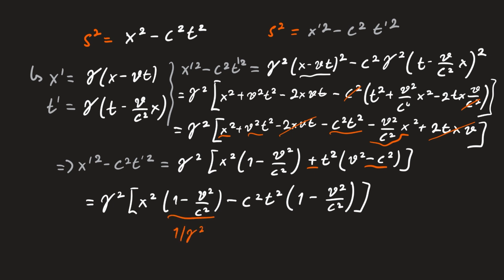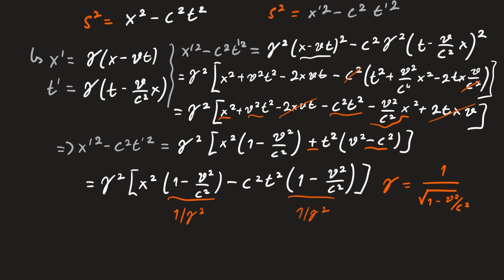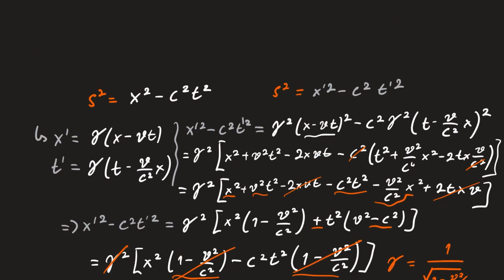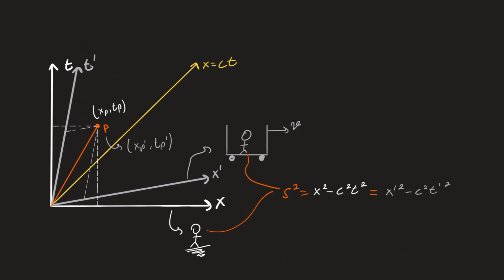Now by writing gamma for what it is, which is 1 over the square root of 1 minus v squared over c squared, that means gamma squared is going to cancel these orange terms inside the parentheses. So in the end, everything does magically end up cancelling out, and we do get that the intervals are equal to each other.